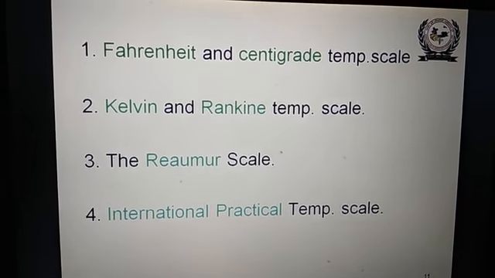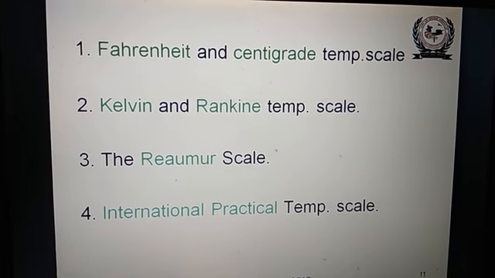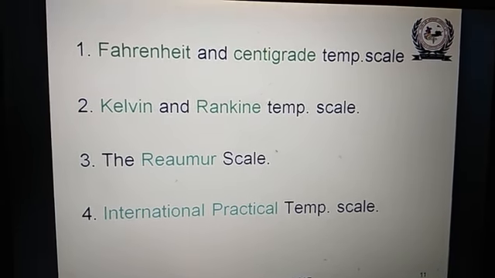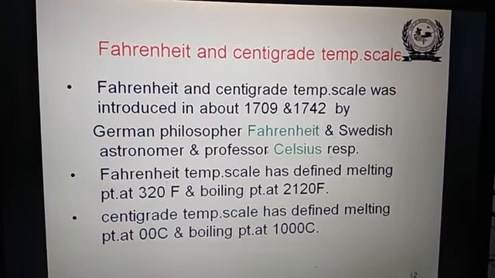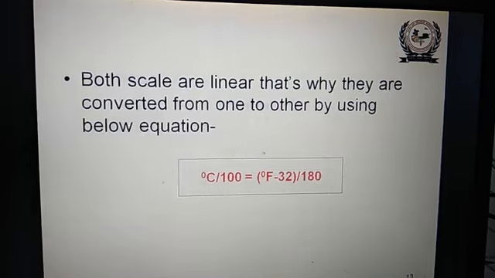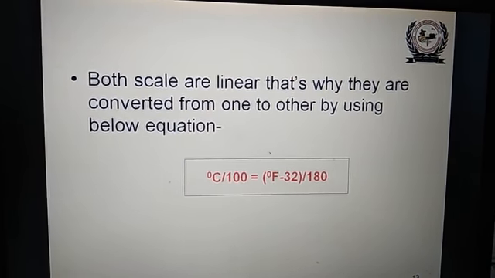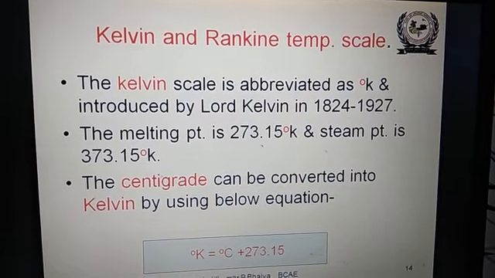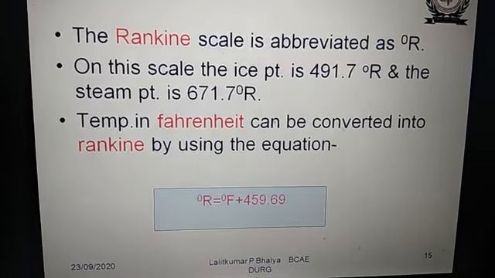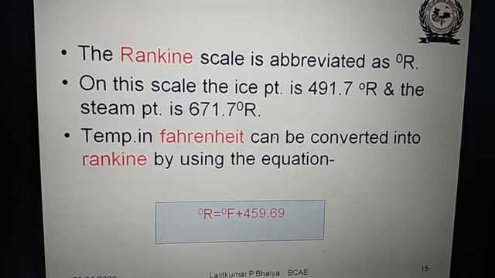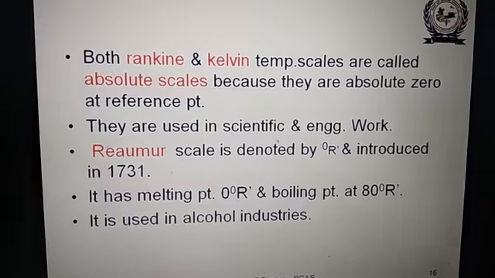Fahrenheit and centigrade are the scales which are generally used. Kelvin and Rankine temperature are also scales, as are the Reaumur scale and the international practical scale. The conversion of all these we have seen: centigrade to Fahrenheit and Fahrenheit to centigrade. Then the Kelvin and Rankine scales. Degree Kelvin is equal to degree centigrade plus 273.15. Degree Rankine is equal to degree Fahrenheit plus 459.69.